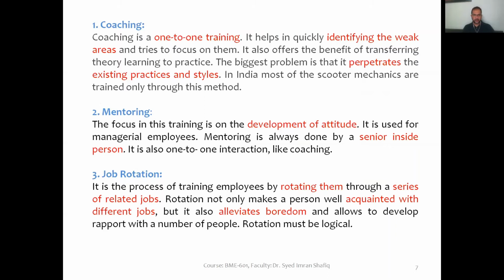It's just like there is a coach for a batsman. So an expert batsman coaches a new or upcoming player, so he can figure out very quickly what the weak points of that player are and what the strong points of that player are. It also offers the benefit of transferring theory learning to practice. So the young or inexperienced employee already has theoretical knowledge. The only thing he has to do is turn that theory into practice.